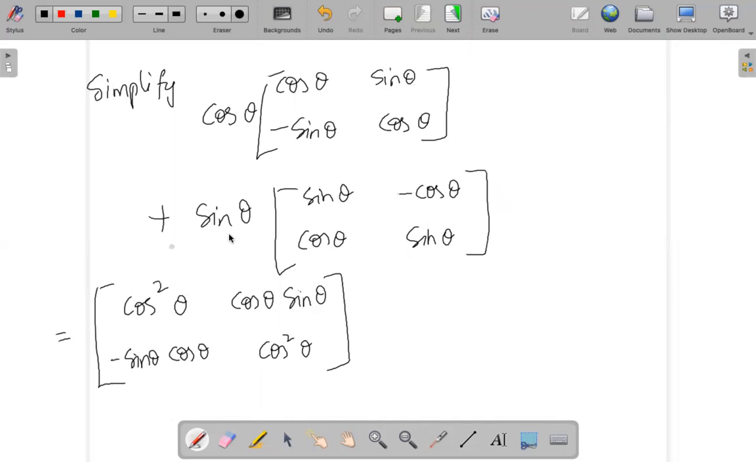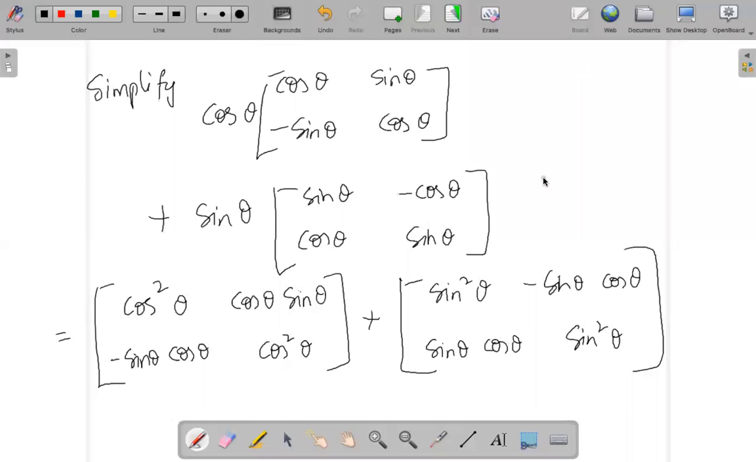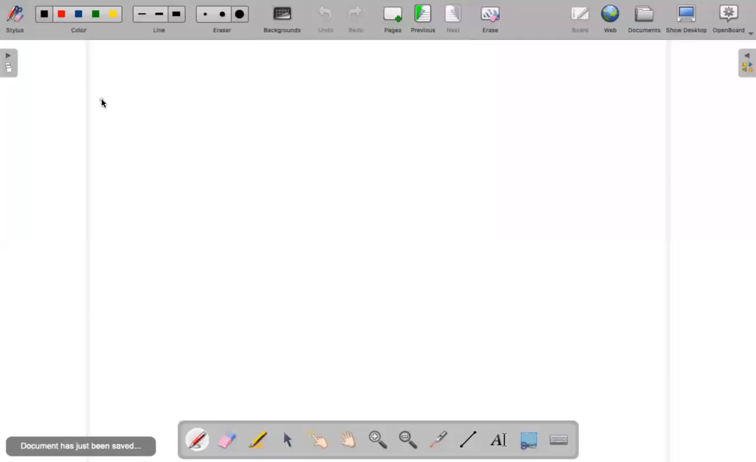Now let us look at the second term. So this will be sine square theta. Now you get the second term like this. So let us find the next part of it. Now moving forward, this would be adding it.